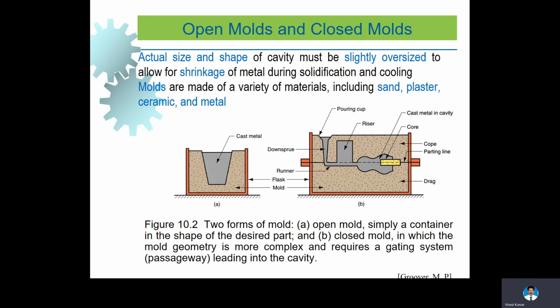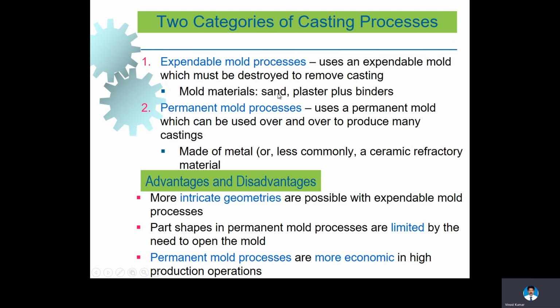And the important parts in sand casting processes are basically a pouring cup, a downsprue, then a riser, and then as I explained, a core. A core is used for producing holes in castings. Normally in expendable castings, we use sand or plaster. Now there are two categories of casting processes. First is expendable mold casting and the second is permanent mold casting. In the expendable mold casting process, normally we use sand or plaster to produce the mold.